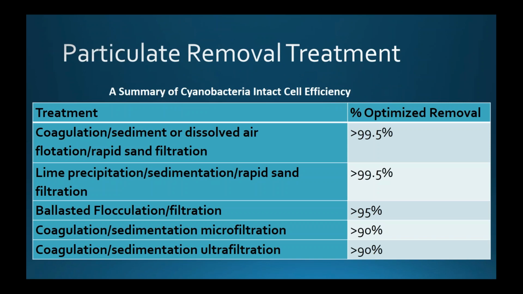So how well can we do? How well can we remove cyanobacteria? Well, we can remove cyanobacteria really well. This is what's out in the literature right now. Typically we can remove about 99.5% if we're just under regular coagulation sedimentation. If you're looking at lime precipitation and you optimize your system, we're talking 99.5%. Ballasted flocculation, which is a much faster process, we're looking at about 95% removal. And coagulation sedimentation with microfiltration or ultrafiltration, we're talking typically 90% removal.